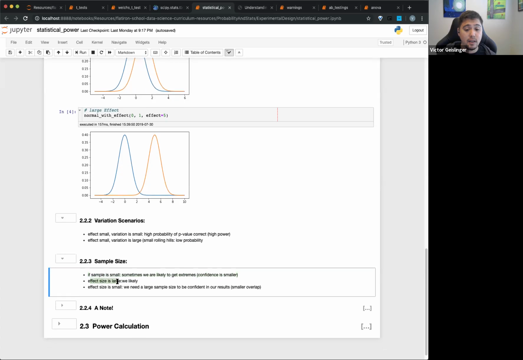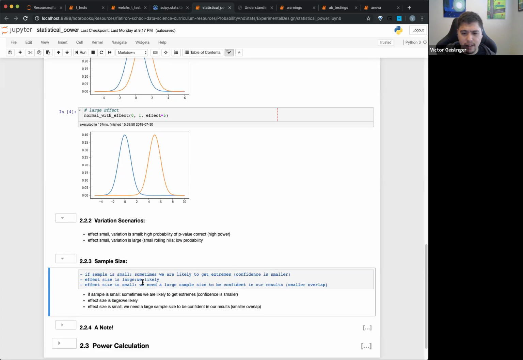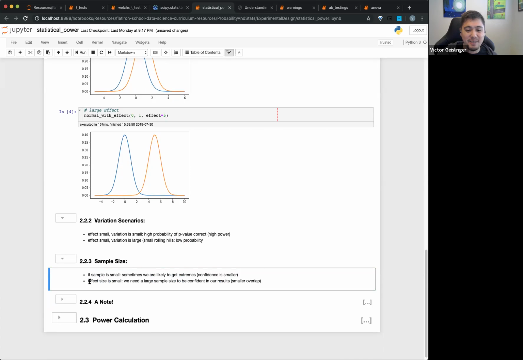So the effect size is large. It means very likely, oh, I didn't finish that word. We'll just get rid of this because it's opposite. So effect size is small, but sample size is small. We need a large sample to be confident. Yeah. So if the effect size is relatively small, we need a lot of participants, right, to make sure that we're for sure not making that overlap. So eventually we're making that distribution skinnier, like we saw in that adjustment.